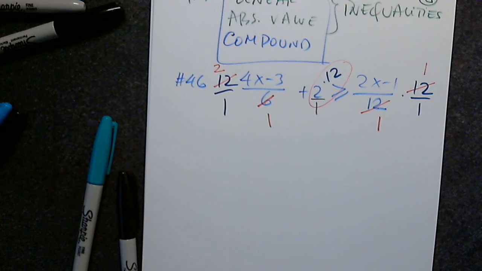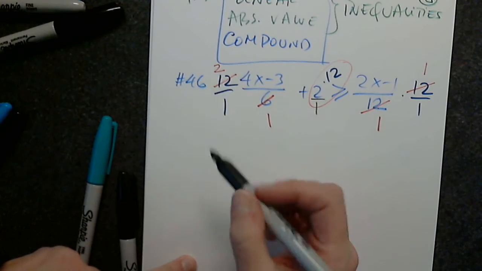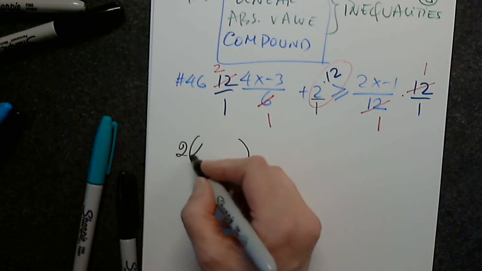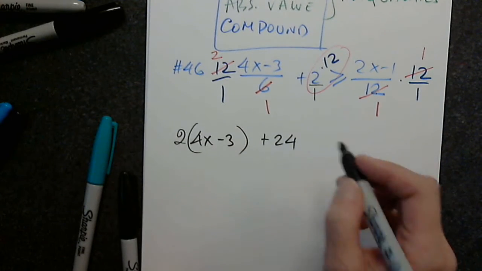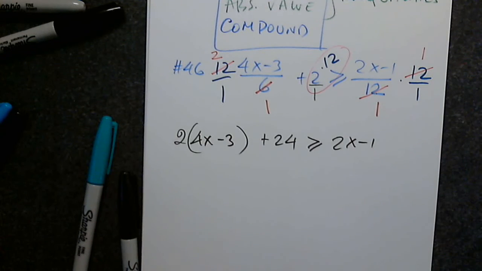Can anyone dictate, without distributing just yet, for everyone to see what happens here? So there is a 2, parentheses, what? Perfect. As long as you can see it, I'm happy. So then 24 greater than or equal to, these two go away, so this is 2x minus 1. My point here is, please do not get scared by fractions. There is no need. You can always eliminate them, especially in equations or inequalities.